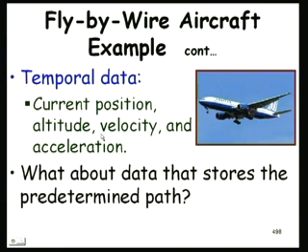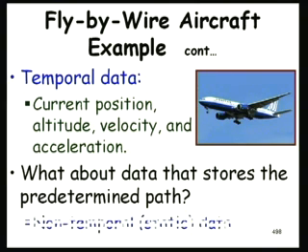Now, let us consider another data that is stored in a fly-by-wire aircraft, which is the predetermined path or the required path. Now, what about this data? Will it be a temporal data? Not really. It is a static data. It does not change with time. As the aircraft moves, this data remains constant.